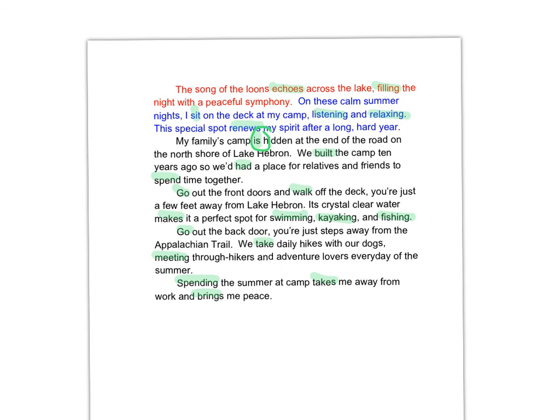So the next step for you, on the same document that you highlighted before, go back in, highlight your verbs, and see how many active verbs you use and how many weak verbs you use, and then edit accordingly. Make sure you're using active verbs to really bring your writing to life.